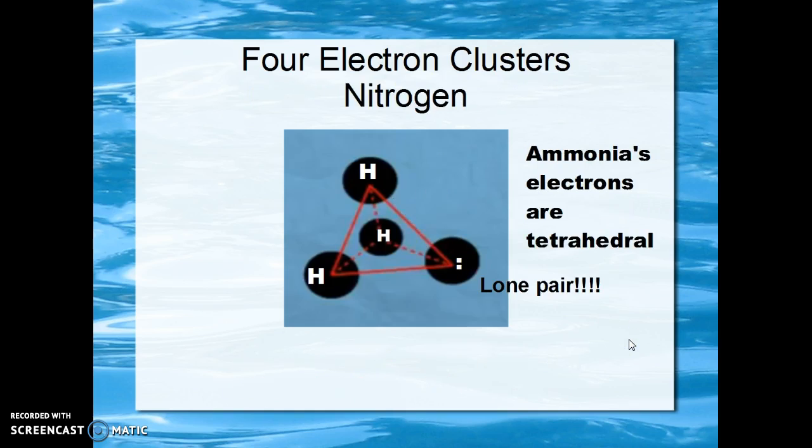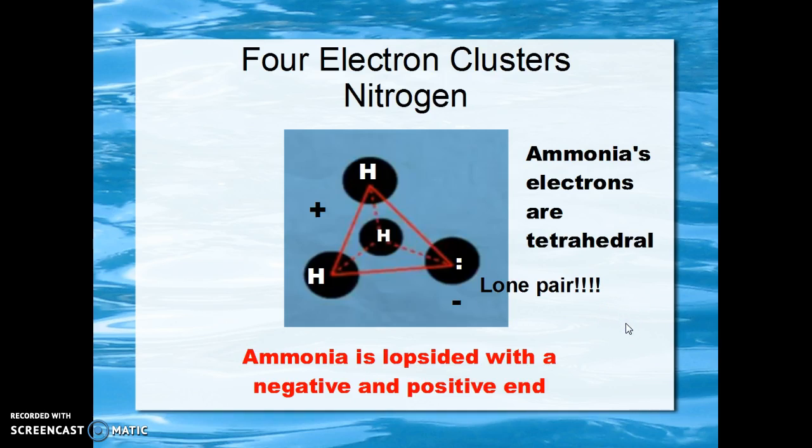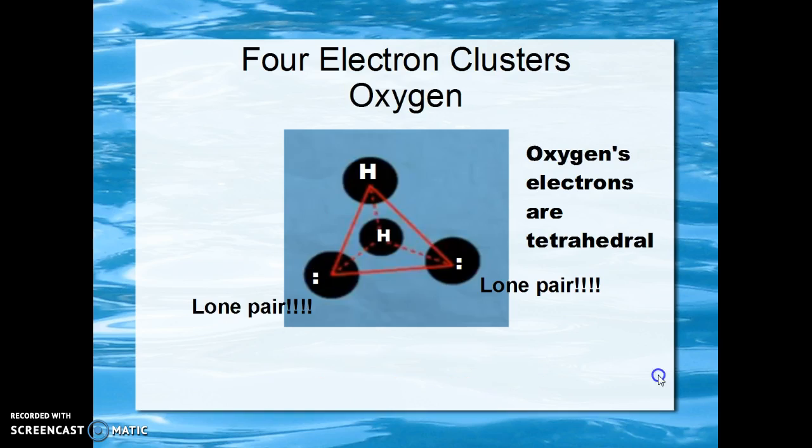Nitrogen has 5 valence electrons, and so the electron configuration is tetrahedral. When it forms ammonia, only 3 of the valence electrons form bonds with hydrogen. 1, 2, 3. That leaves a lone pair, a non-bonding pair on one end of the molecule. So ammonia is a little bit lopsided, with a negative end and a positive end. It is a polar molecule. Most covalently bonded nitrogen compounds have polar parts.